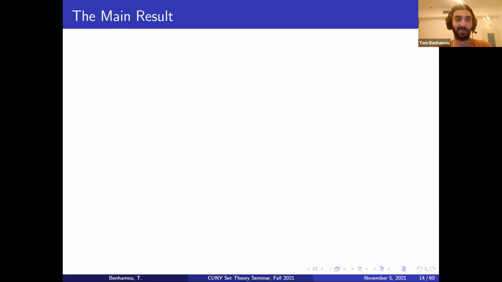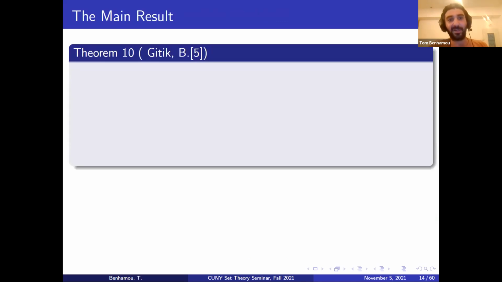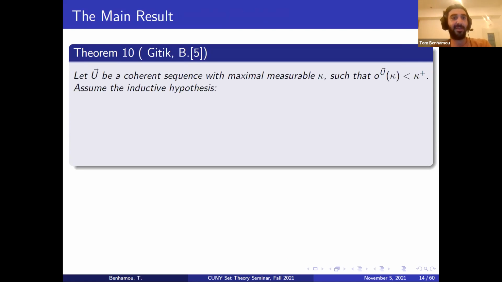Let's see now the main result. So this is the theorem by Moti and me. Let U be a coherent sequence with a maximal measurable kappa, such that the order of kappa is less than kappa plus. Okay, so this is a quite restrictive assumption about the order. So, for example, we do not consider the case where kappa stays regular or measurable. We're formulating this result by induction.